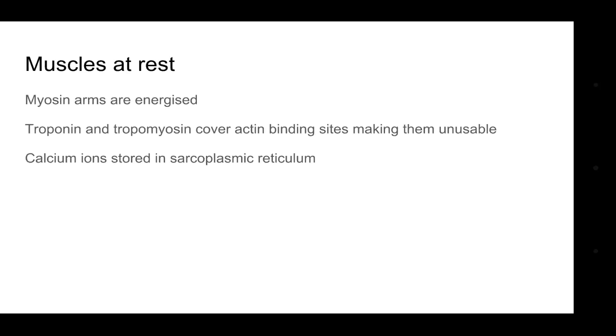At rest, muscles are energized by ATP, otherwise known as adenosine triphosphate. During rest, troponin and tropomyosin are covering the actin binding sites, meaning that the myosin cannot attach. When the actin binding sites are free, the myosin arm would attach and create a cross bridge and pull the actin arm attached to the Z line into the middle of the sarcomere. The sarcomere will then slide together to shorten the muscle. This is muscle contraction.